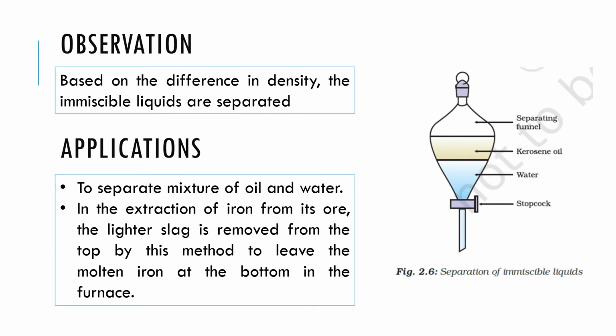In the extraction of iron from its ore, the lighter slag, that is the impurities, is removed from the top by this method to leave the molten iron at the bottom in the furnace.